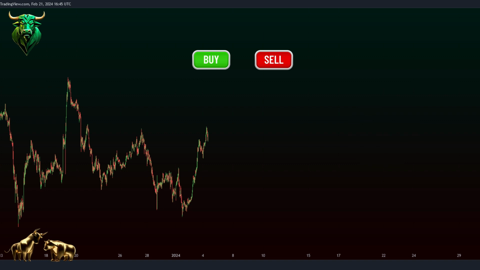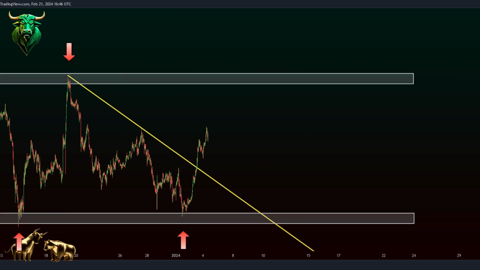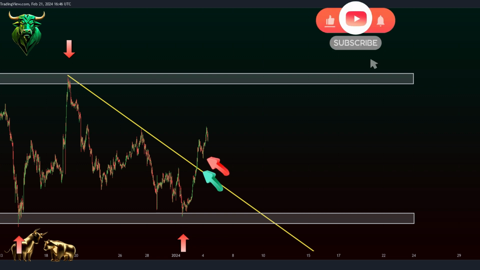To better understand the chart, let's draw a trend line. We draw the support and resistance zones by connecting the price highs and lows. The trend line has been broken here. After crossing the line, we see that the price is pulled back.